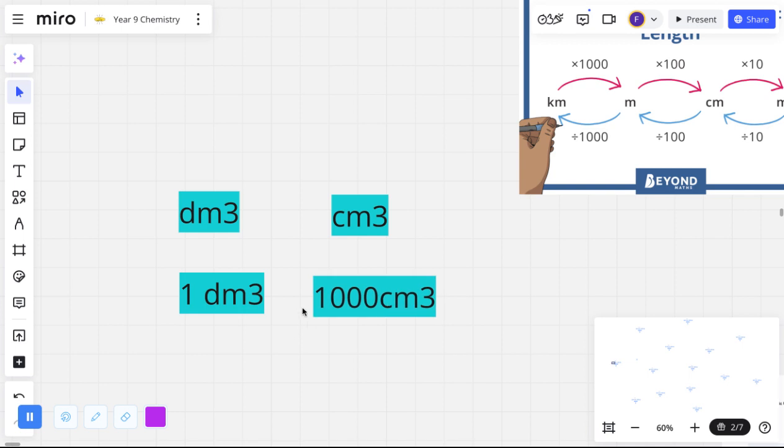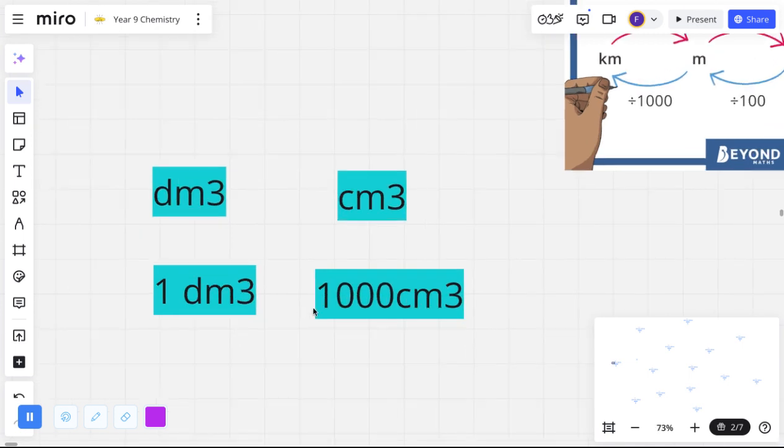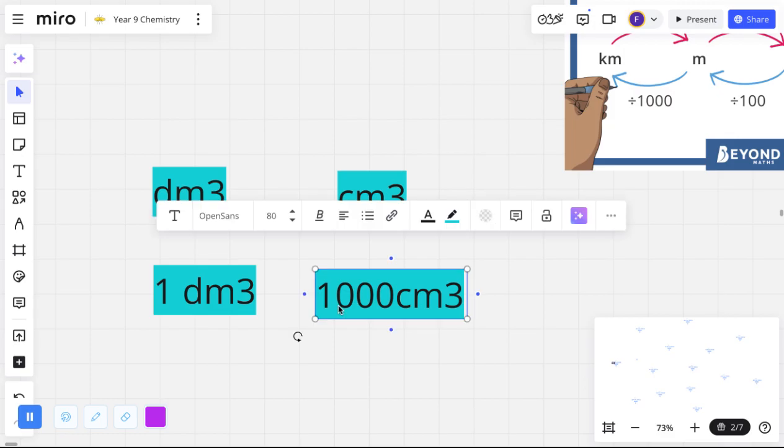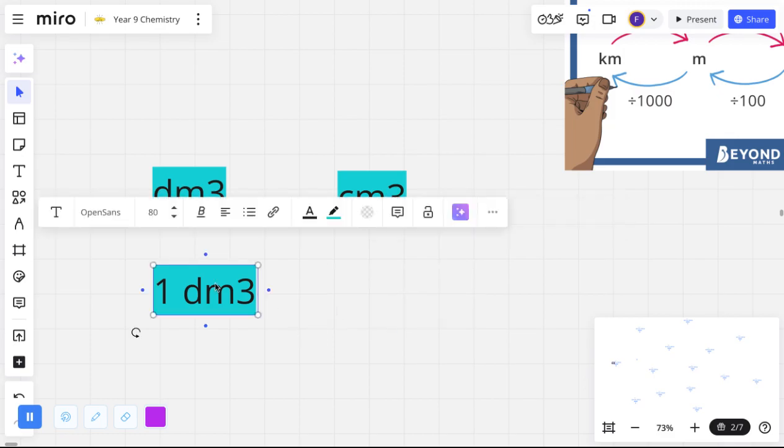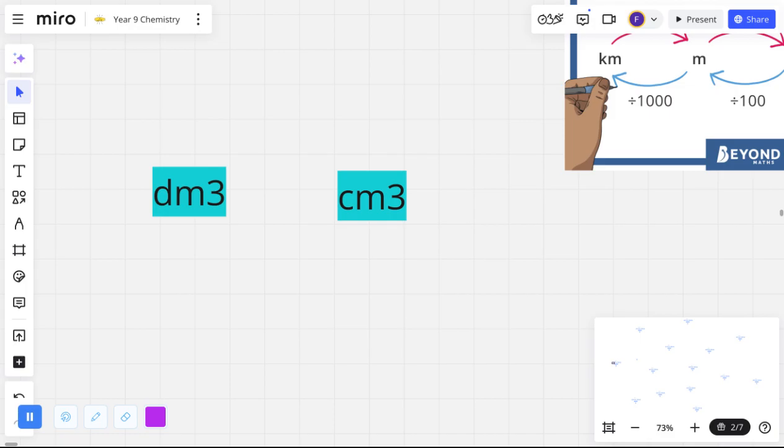However, I don't like this as well. The reason being, it doesn't tell you what to do, and this can be confusing. The way that I look at this isn't 1 dm cubed has 1000 cm cubed. That's a nice way of teaching. But when I'm solving a problem, I want to think, how do I go from one to another? And that's key in all of this. How do I convert from one to another?